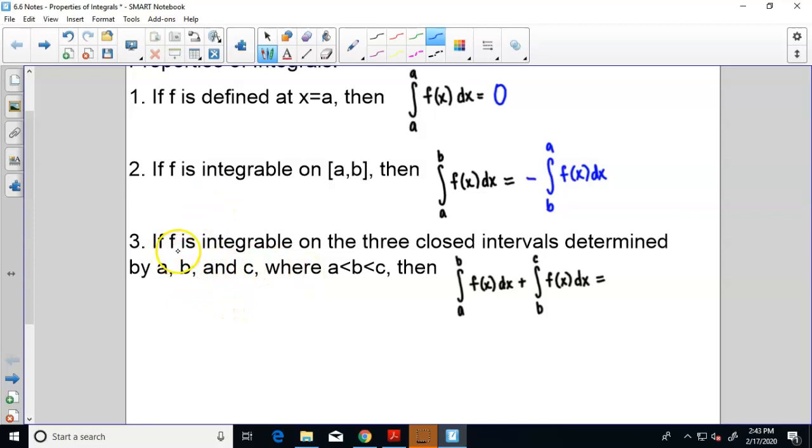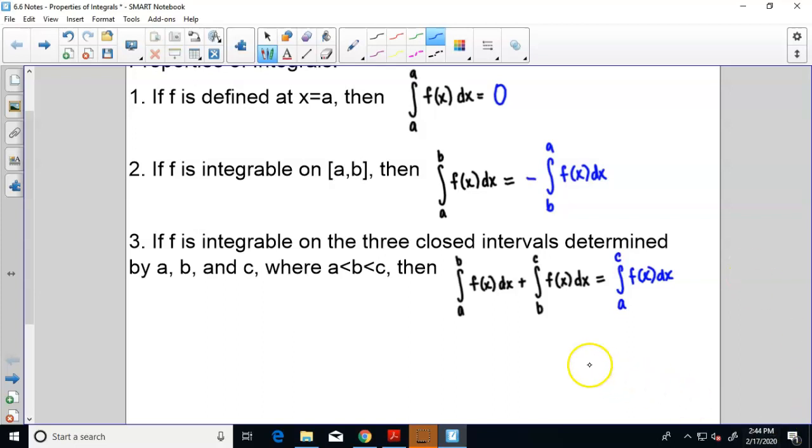For the third property, if f is integrable on the 3 closed intervals determined by a, b, and c, where b is between a and c, then the integral from a to b plus the integral from b to c is going to equal the integral from a to c of f of x dx. We've been doing this as well, because whenever we were finding those areas under the curve, we take this shape plus the shape next to it plus this other shape next to it, and we'd add those all together to get the area under the curve from maybe 0 to 5 or something there.